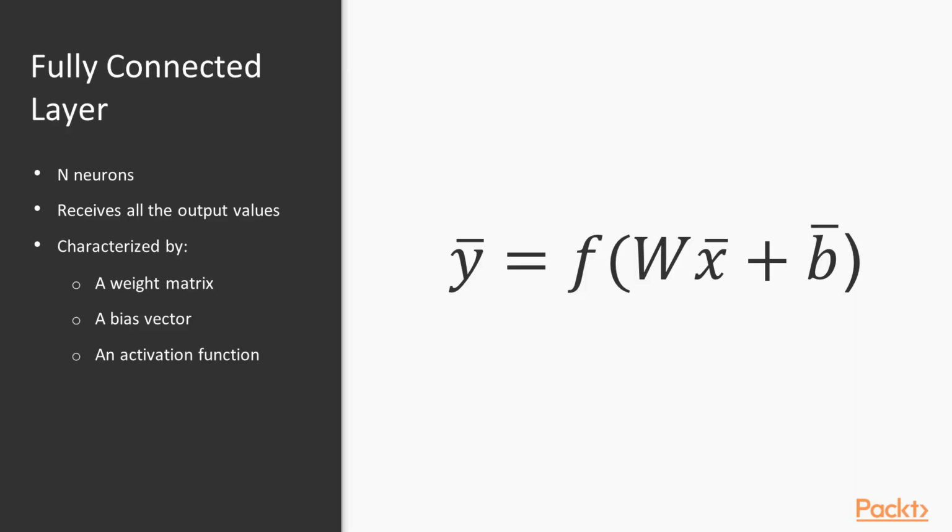The first one is a fully connected layer. It is made up of n neurons, and each of them receives all the output values coming from the previous layer. It can be characterized by a weight matrix, a bias vector, and an activation function as shown here. They are normally used as intermediate or output layers, in particular when it's necessary to represent a probability distribution.